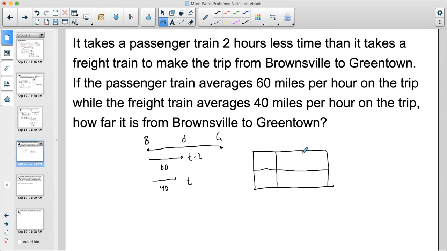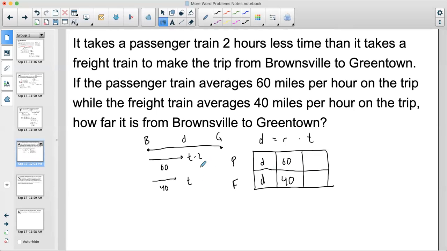Two rows, 3 columns. D equals R times T. So I got the passenger, that was the one on top, right? Yeah, passenger train and the freight train. So I have everything kind of written in my picture here already. The rate for the passenger train is 60. Rate for the freight train is 40. The distances are the same. I don't know what they are. It doesn't tell me, but it doesn't really matter. I'm just going to call them both D because it's the same distance.